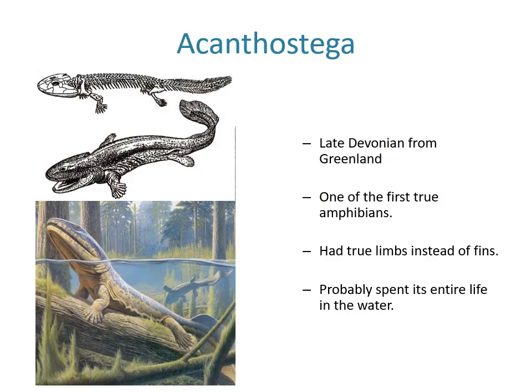So Acanthostega is a true amphibian, and they were pretty big. They were about maybe 3-4 feet long, so that's big for a salamander. They lived in the late Devonian of Greenland, and they have definitive limbs, forelimbs, back limbs. They don't have fins. They actually have fingers and wrists and ankles.